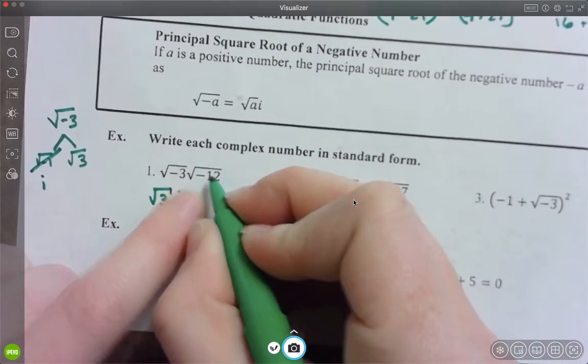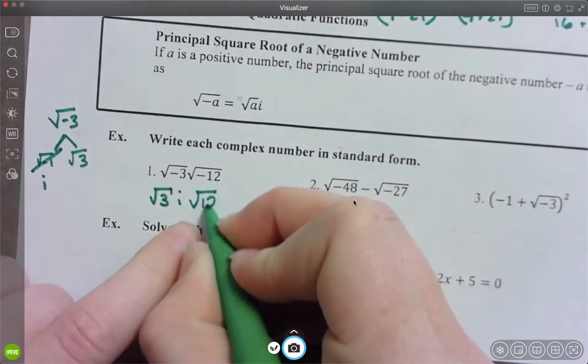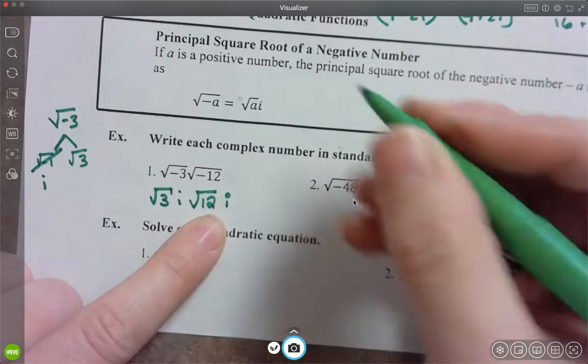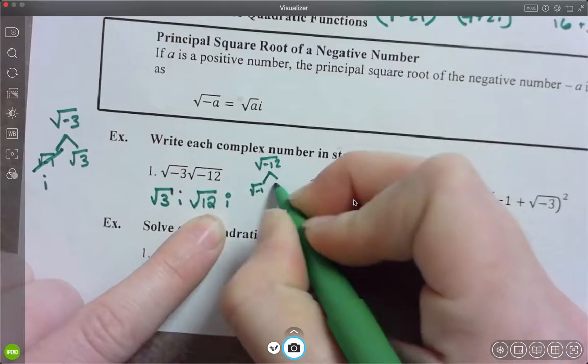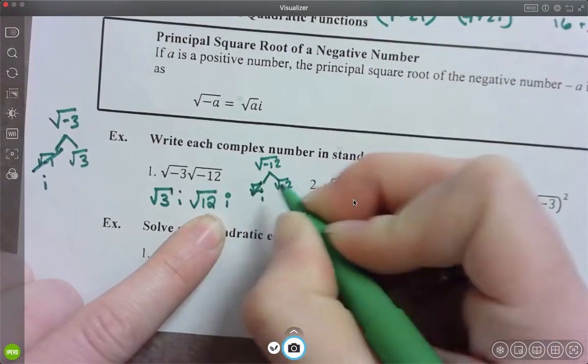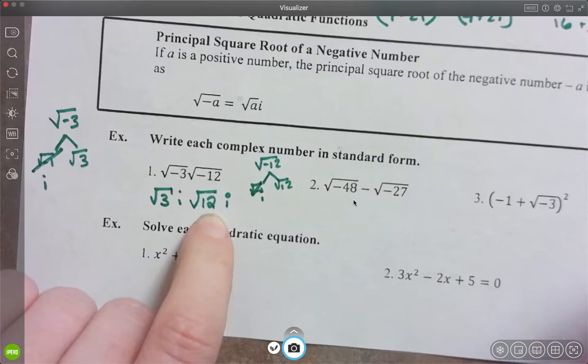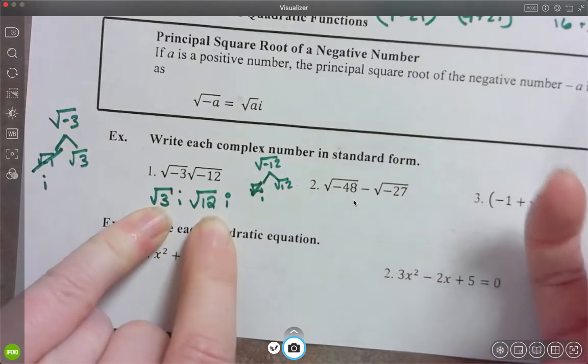Okay, now the same thing happens to 12. The square root of 12, the i will pop out, right? Because if you write this as the square root of negative 12, he would be the square root of negative 1 and the square root of 12. So this would be i times the square root of 12 or square root of 12i. Okay, so we do that. And there we have that.